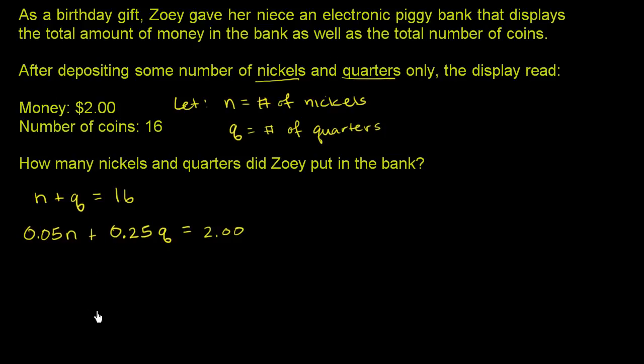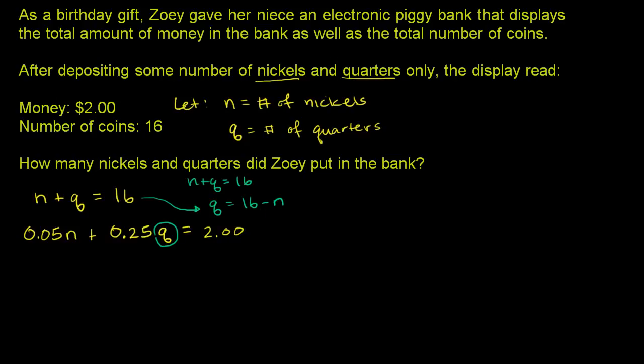And let's do it by substitution. The easiest thing that we could do here is solve for q over here. If n plus q is equal to 16, we can subtract n from both sides of this equation, and we get q is equal to 16 minus n. All I did is rewrite this first constraint. Since it tells us that q, the number of quarters, must be 16 minus the number of nickels, in the second constraint, every place we see a q, we can replace it with 16 minus n.